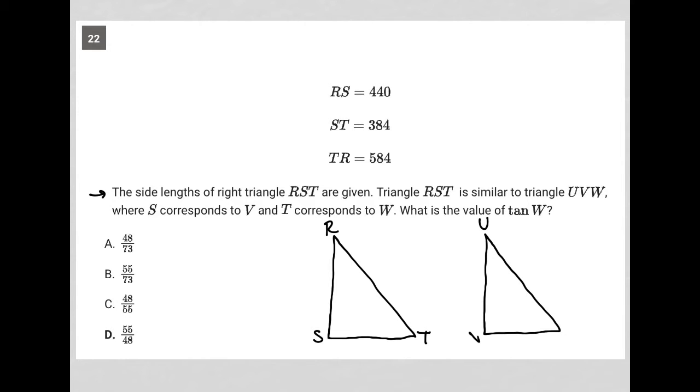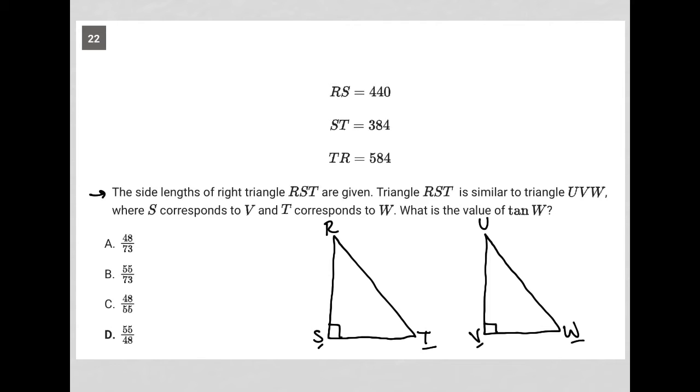U, V, W. These are right triangles, where S corresponds to V. Yep, those are both the right angles. And T corresponds to W. Yep, those are both the right bottom corner. What is the value of tan W?